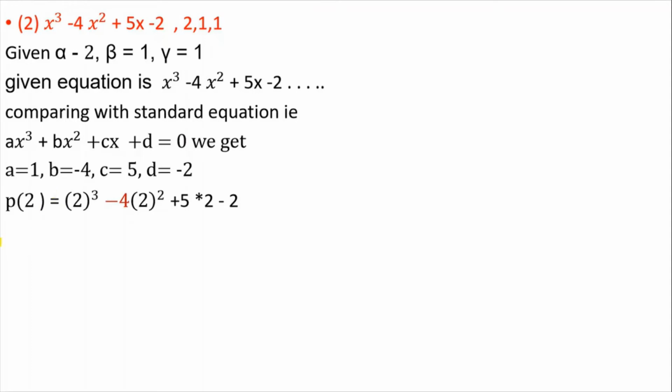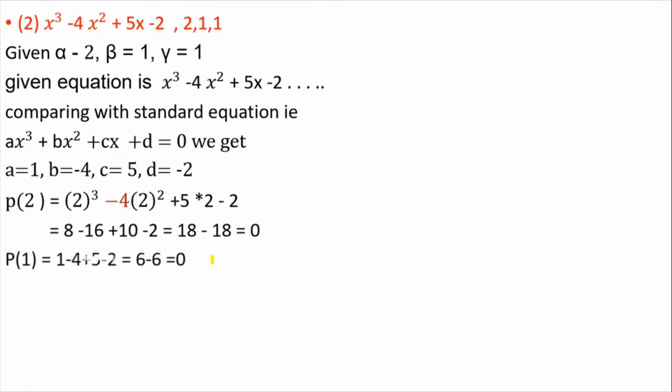P of 2 is nothing but replacing x with 2 in the given polynomial. Then we get the resultant 0. Again, if you find p of 1, it also gives the resultant 0. Hence, we can say these three are zeros of the given equation.